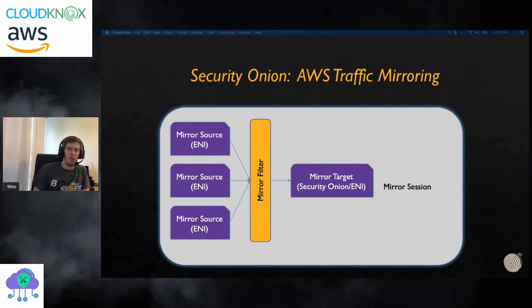And we can set up our mirror filter, which is going to filter any traffic that we want to go to that target. For example, if we don't want DHCP or some other type of traffic to be sent to our Security Onion instance, we can filter that out with our mirror filter. And then we'll set up our sources, which will feed through that mirror filter into that mirror target, right? And all of this encompasses a mirror session, really. So this is what a mirror session is comprised of. And that is really the pretty basic concepts of AWS traffic mirroring.